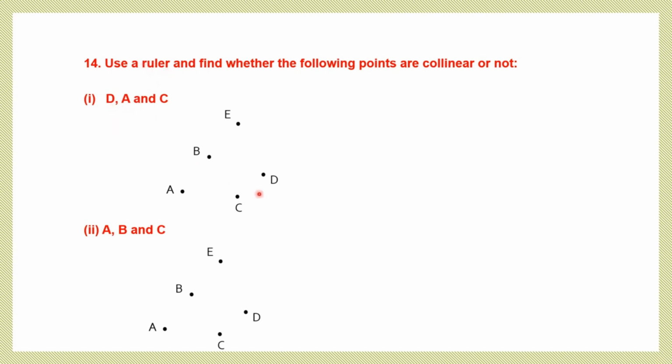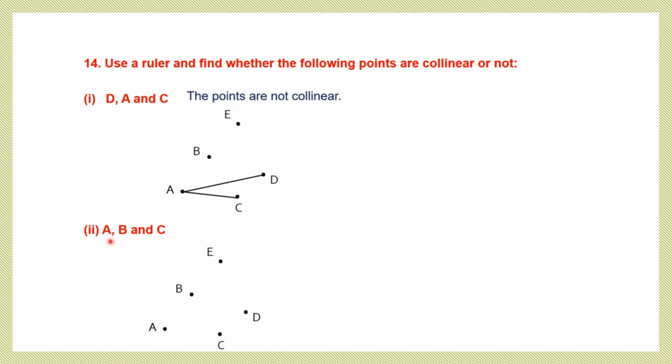Now D, keep it on D and draw a line up to A. Okay, so we've drawn a line up to A. Now keep it on A and draw a line up to C. C is here. Now can you see all three D, A and C are not on a single straight line. So these 3 points are not collinear. So let's write our answer. The points are not collinear.